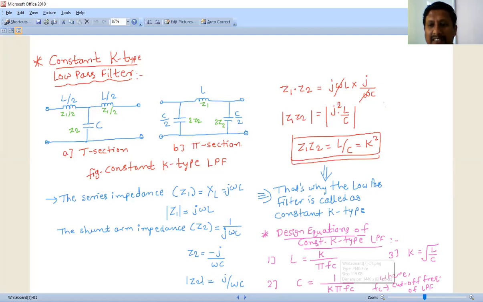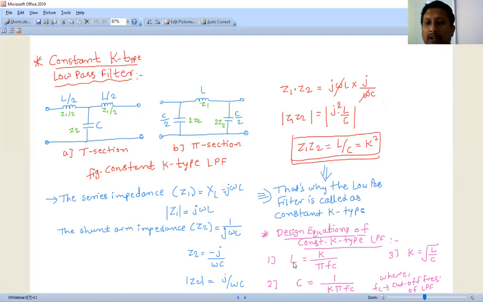After that, two design equations are important, with respect to the inductor value L and the capacitor value C. If you remember these formulas, then all formulas in this chapter related to filters you can easily remember. At the end of the filter section, I will tell through a table how to remember the logic and the relationship between the formulas of each filter. But the basic is the low pass filter: L is equal to K by pi FC, and C is equal to 1 upon K into pi into FC.